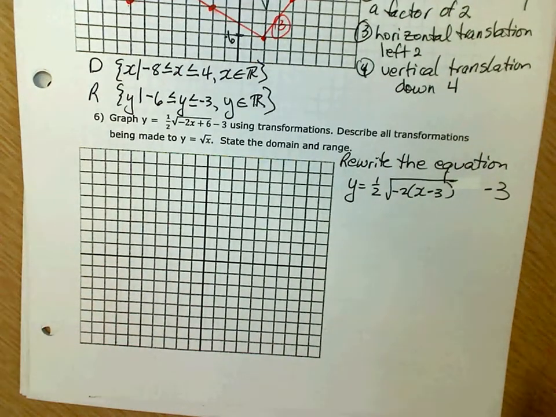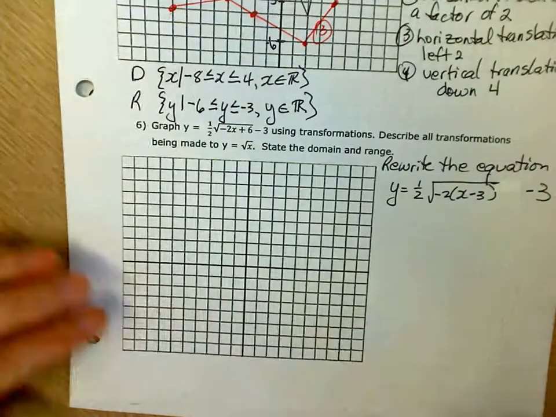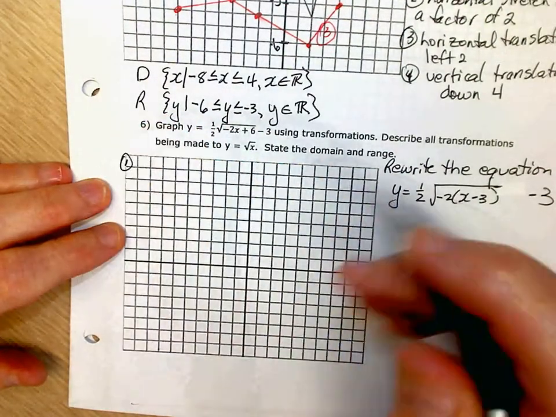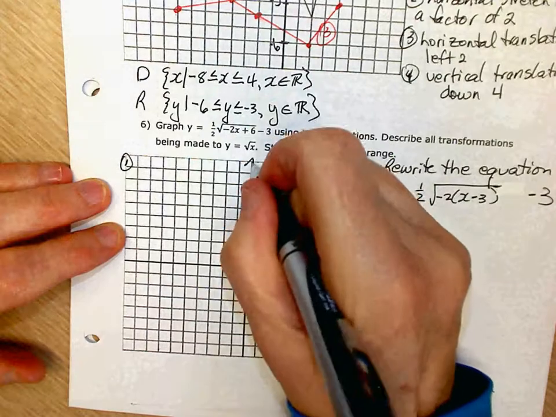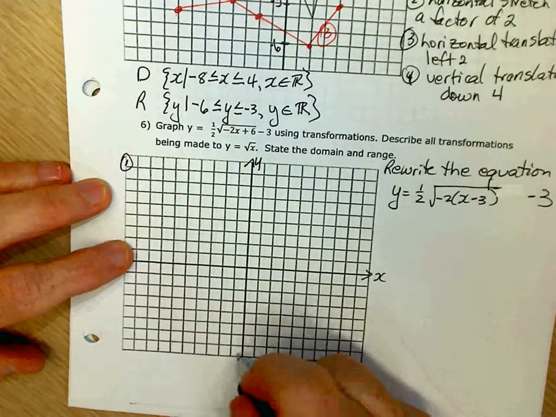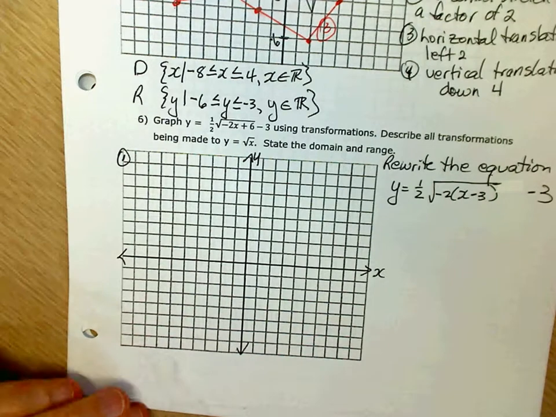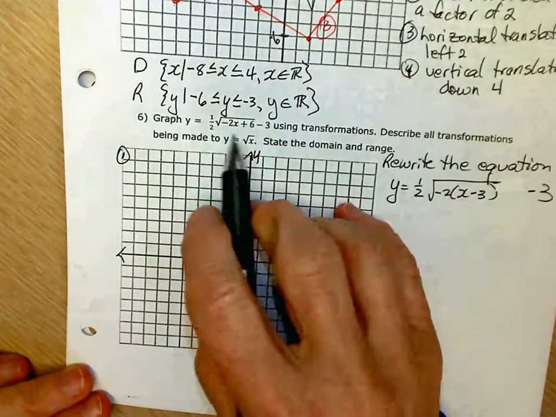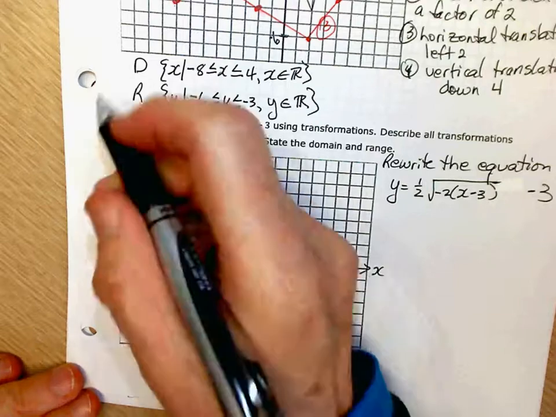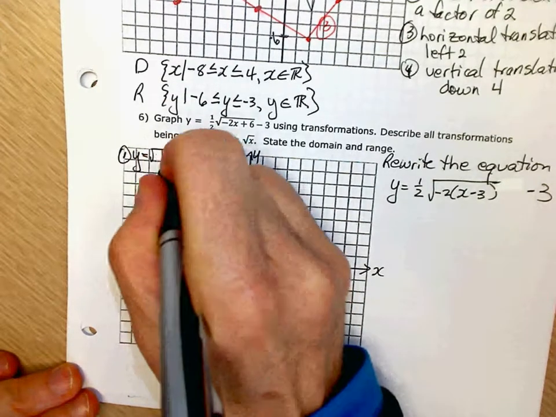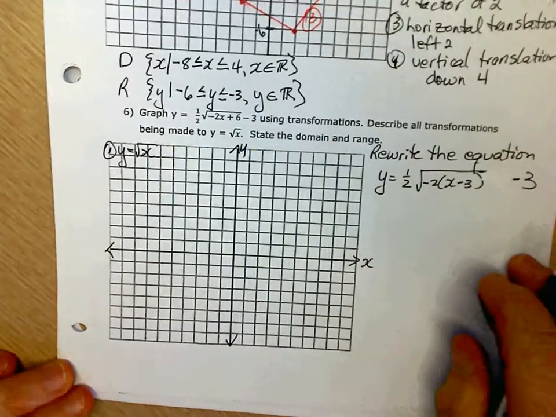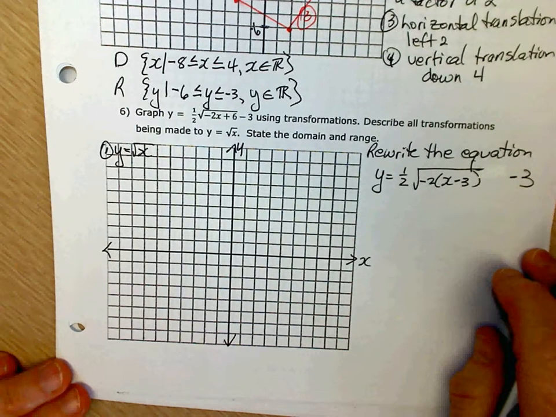I'm going to write the equations here because I need a little bit more space for other things. So don't forget to label your axes. So let's draw the parent function. Since you see a square root sign, the parent function is y equals root x. By now you should know the basic parent functions.